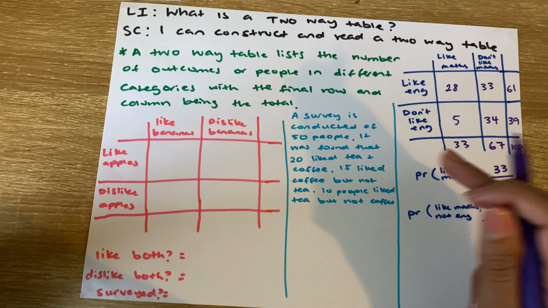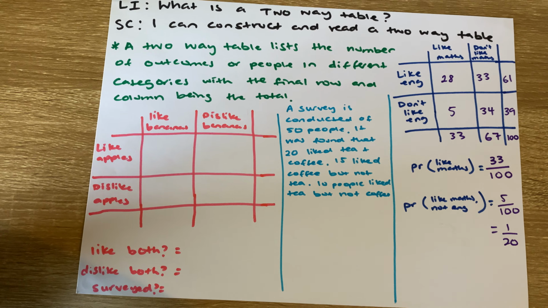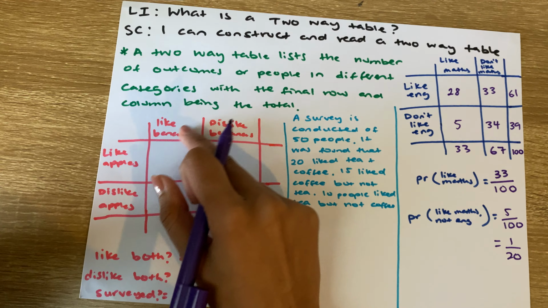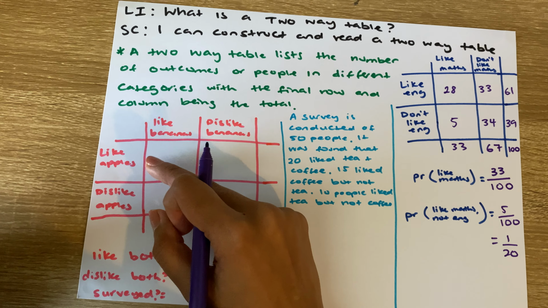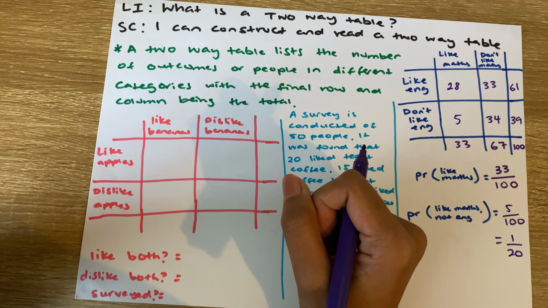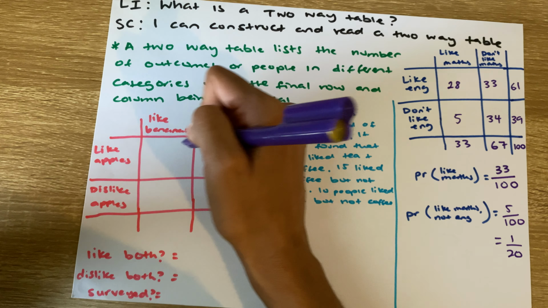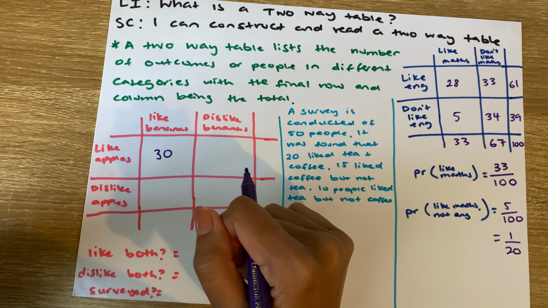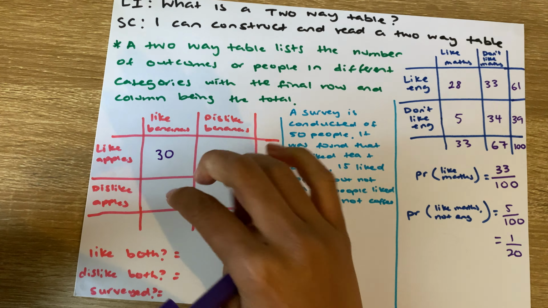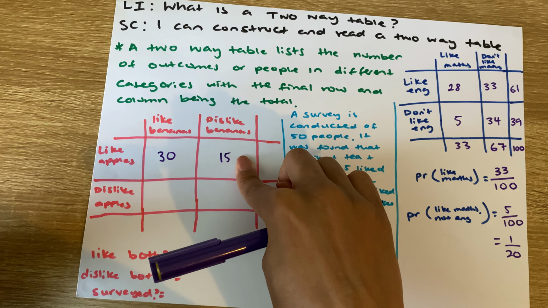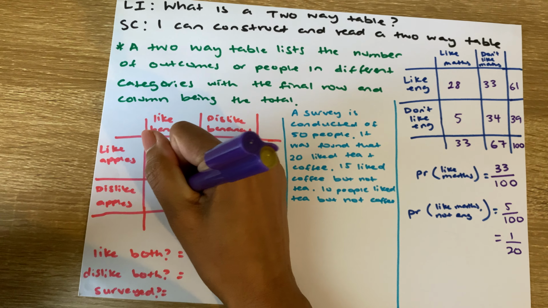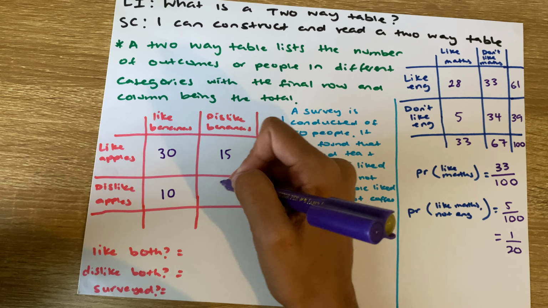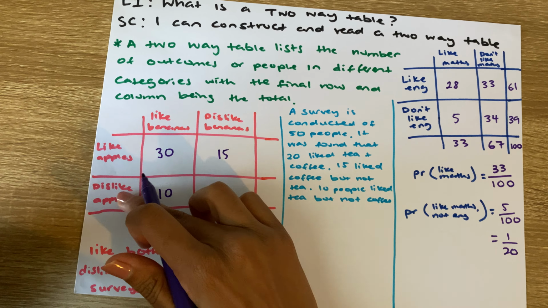All right, if we look at this one over here, again, I'm going to fill out the two-way table for you. So here we're looking at the number of people that like and dislike bananas versus the number of people that like and dislike apples. I'm going to tell you that there are 30 people that like both bananas and apples. There are 15 people that like apples but don't like bananas. There are 10 people that like bananas but dislike apples. And there are 20 people that dislike both fruits.